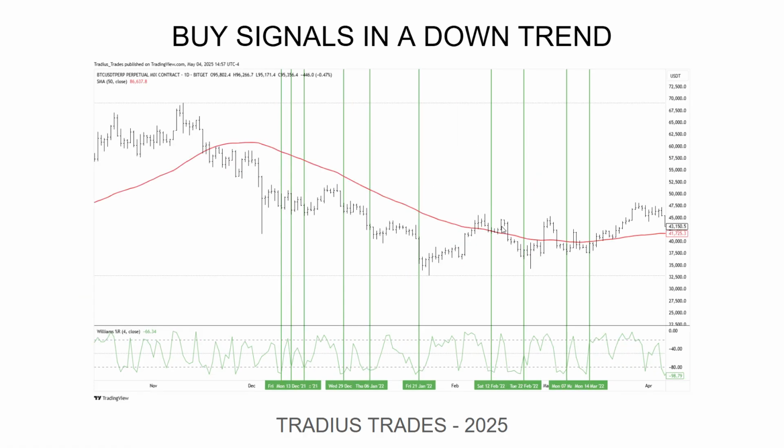So now we're going to look at the opposite. We're going to look at buy signals in a downtrend. Again, just a little context: red moving average, 50 period moving average, down sloped tells us the trend is down. So now what I'm marking off with the vertical lines are buy signals, in other words, oversold %R readings in a downtrend. And take a look at this.